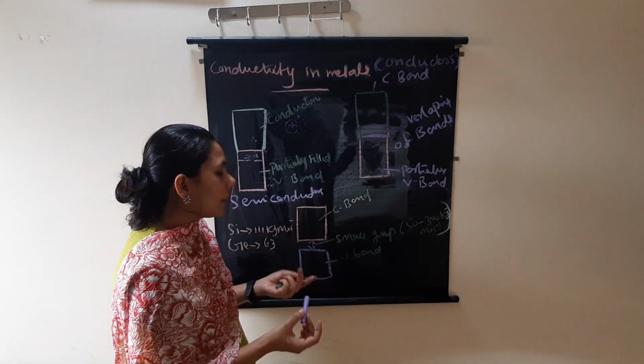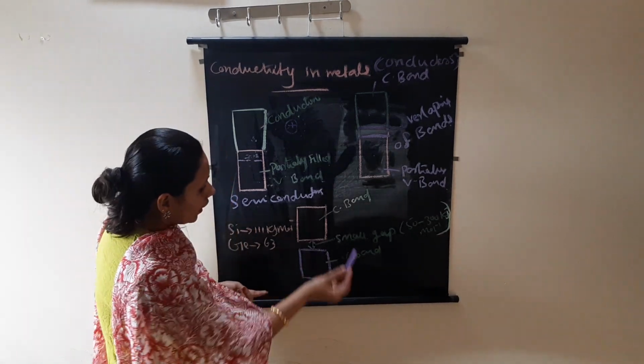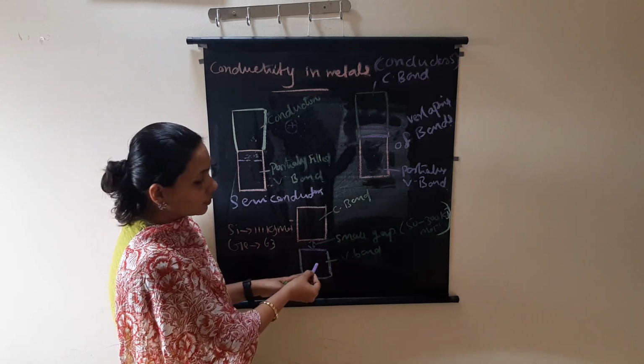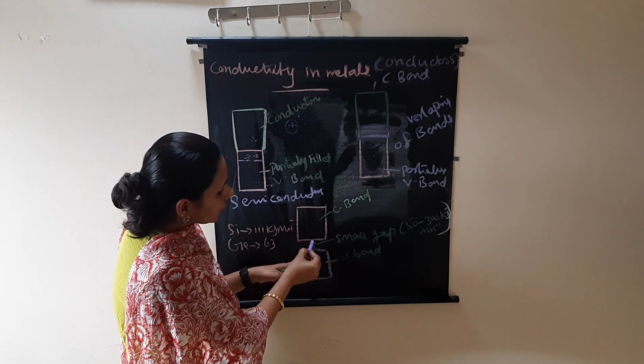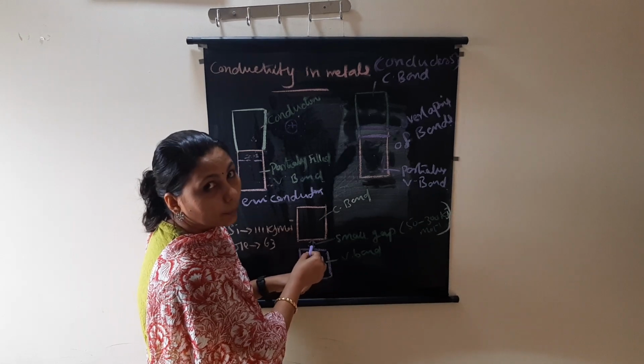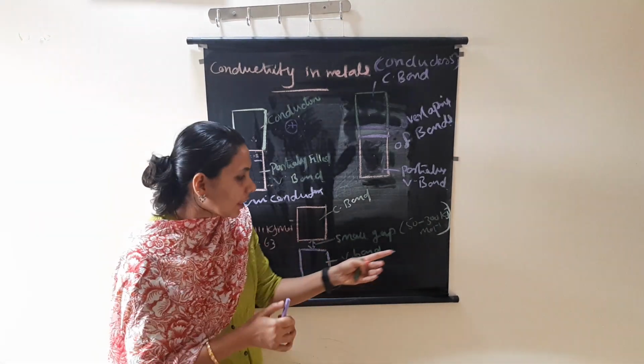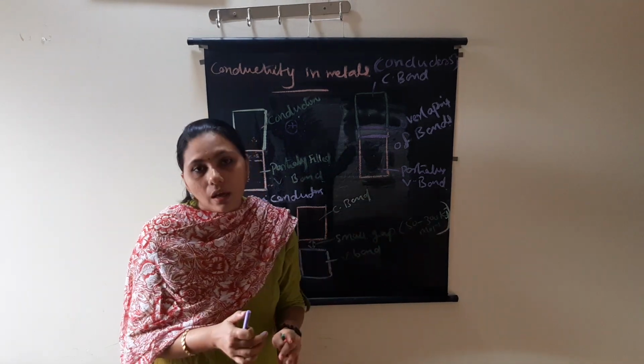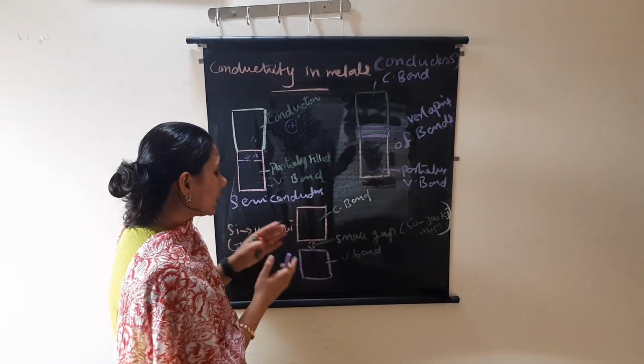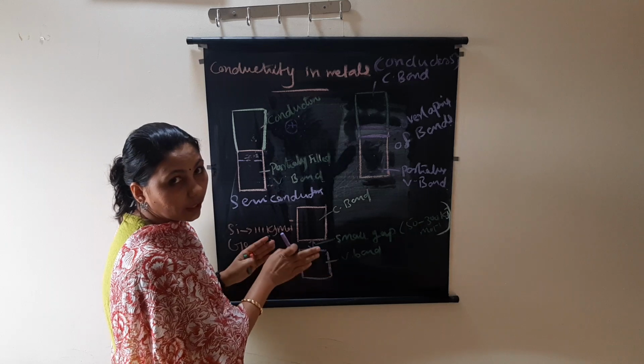Band theory. In semiconductors, this is the conduction band and this is the valence band. The energy gap between them, known as the forbidden zone, is very small. Small means very narrow, around 50 to 300 kilojoules per mole. In the case of semiconductors, you have to draw the diagrams. They are asking the question.